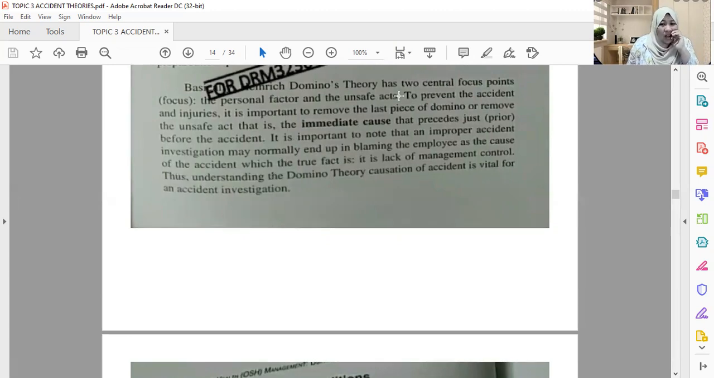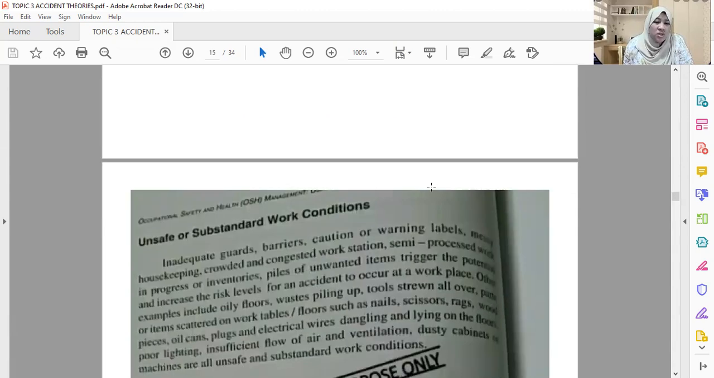Alright, and then what else? Thus, understanding the domino theory of causation of accidents is vital for accident investigation. So, benda ni sangat penting bila kita nak buat penyiasatan tentang berlakunya satu kemalangan. Domino theory diambil kira sebagai salah satu asas, the fundamental to do investigation. Ni macam audit lah sebenarnya, audit process.